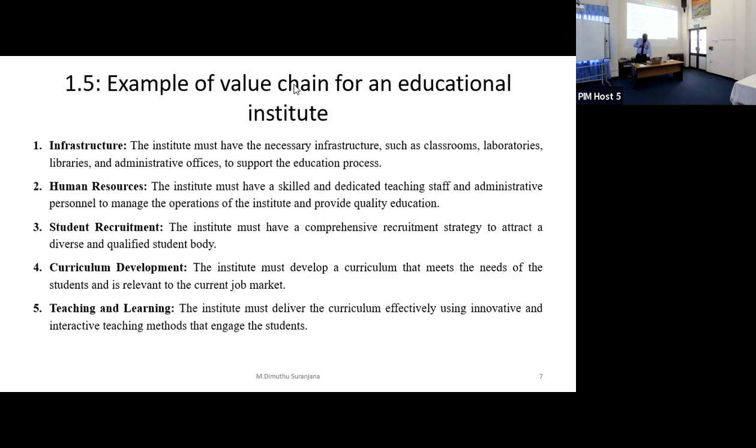There are 9 activities I have given now. It should be there in an education institute. What do you think? Additionally, what are the other things they should have?